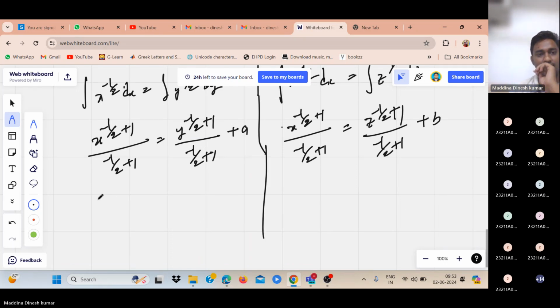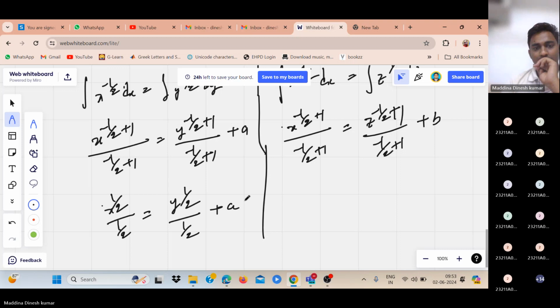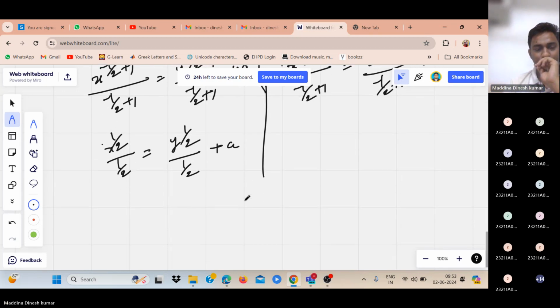So here we will get that, okay, I will write one more step. Here minus 1/2 plus 1, x to the power of 1/2 by 1/2 equal to y to the power of 1/2 by 1/2 plus a. Here we will get that 2 square root of x equal to 2 square root of y plus a.